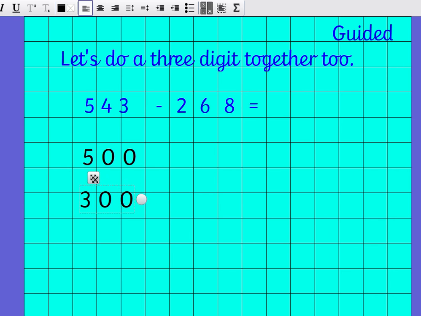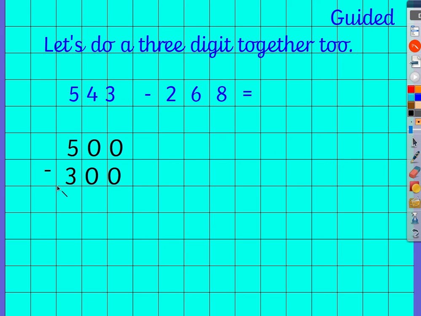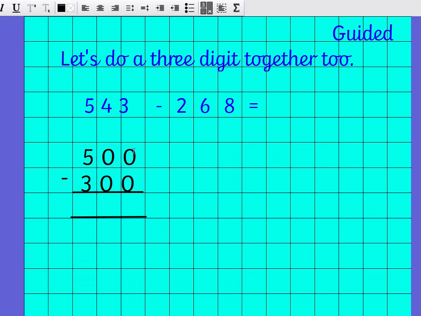300. Okay, let's put our take away, our subtract sign in. Come on, go where you should be. Let's put our equals sign in using a ruler, of course, and then we use our column method, don't we? Starting in the ones column, 0 take away 0 is 0, obviously, and the same again. And then 5 take away subtract 3 equals 2. So our estimated answer using rounding to that question would be 200.